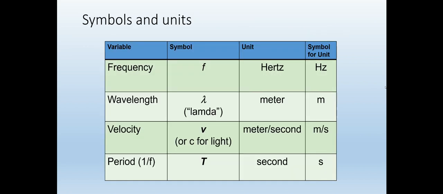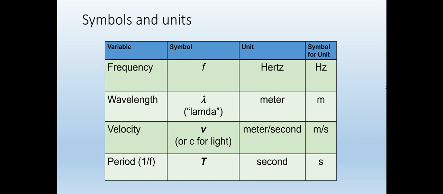So just as a kind of a review of these particular symbols and units, the frequency of a wave is how many waves go by in 1 second. The symbol is f, and we measure that in hertz. Wavelength is measured in lambda, which is the Greek letter. It looks like an upside down y. And that is measured in meters. And that is the length of one complete wave.